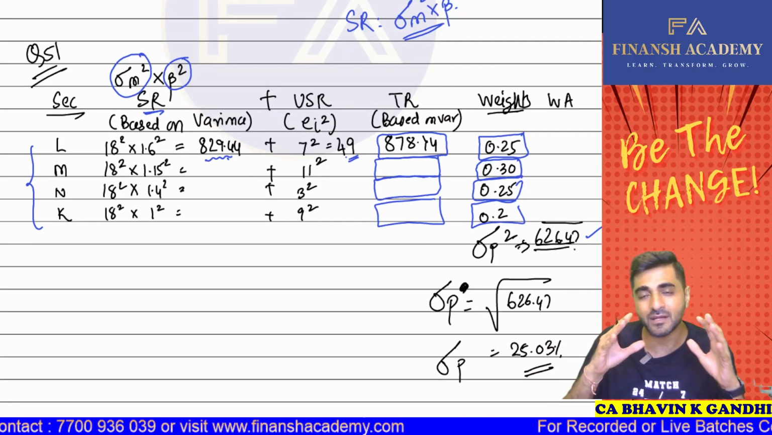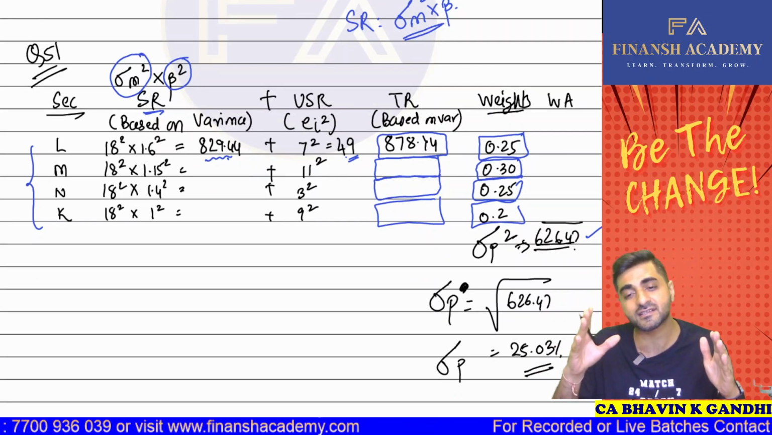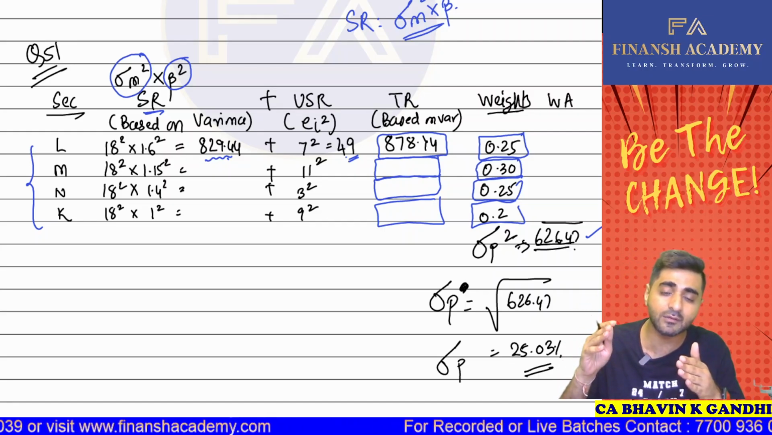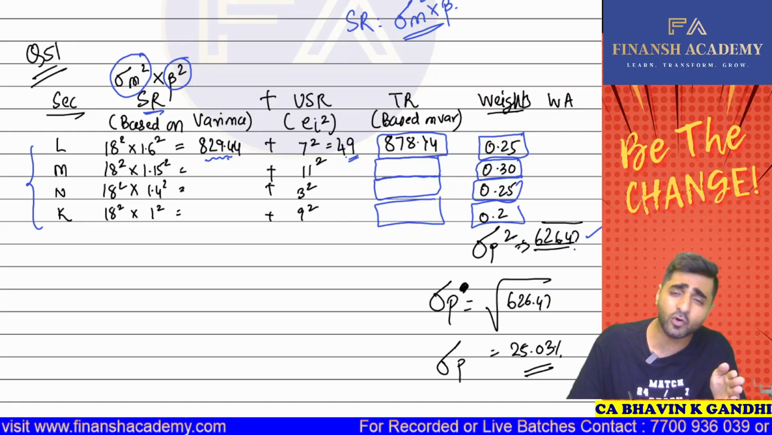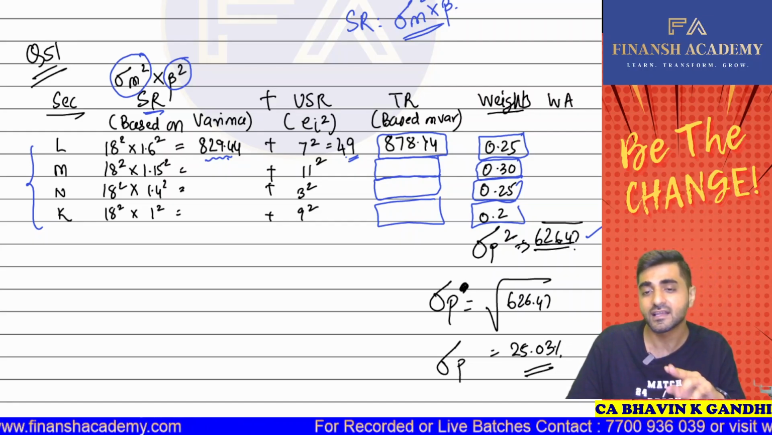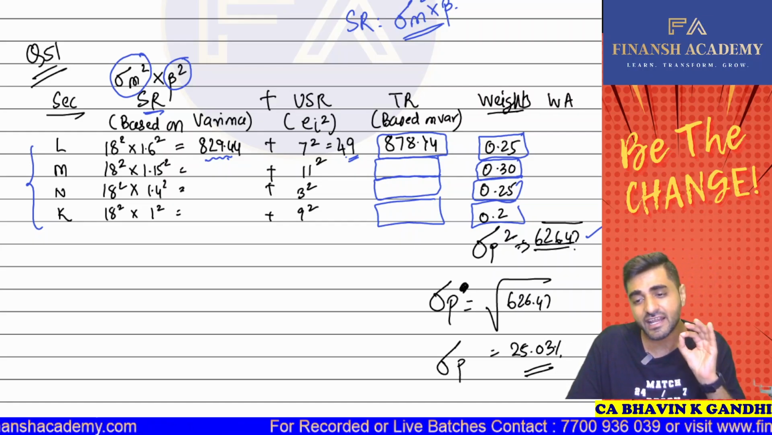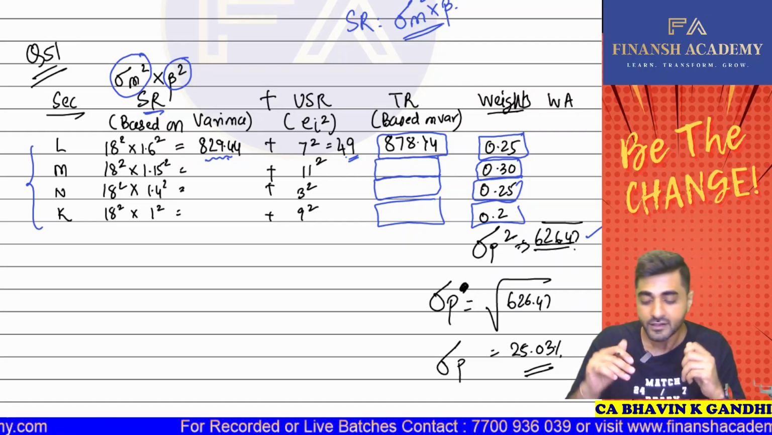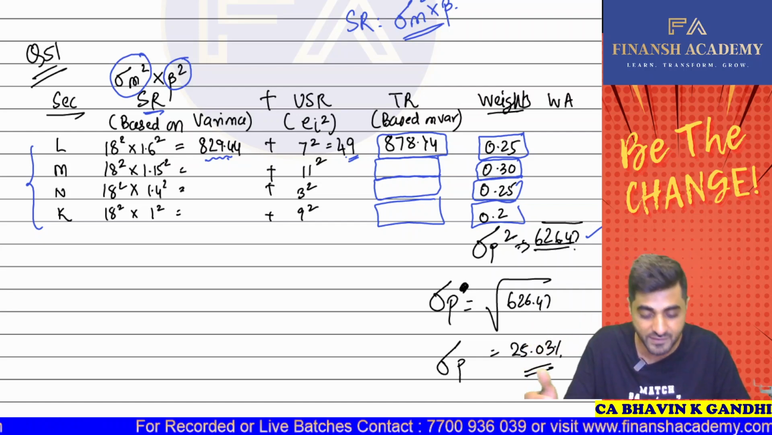So simply once again I'm repeating, we'll take systematic risk, we'll take unsystematic risk, we'll be getting the total risk, and then we'll be having the weights available. So from the total risk, if I multiply that by the weights, we'll finally get the weighted average. Okay, so this is how we'll be calculating the standard deviation of the portfolio. Take the root of it, so that will be 25.03.